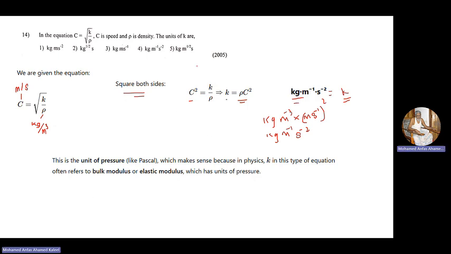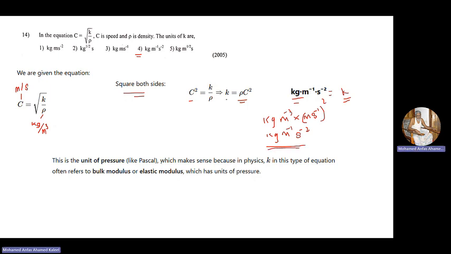So unit of k, what is the answer? The option is kg m minus 1 s minus 2. Option 4 is the answer. Actually, what is kg m minus 1 s minus 2?